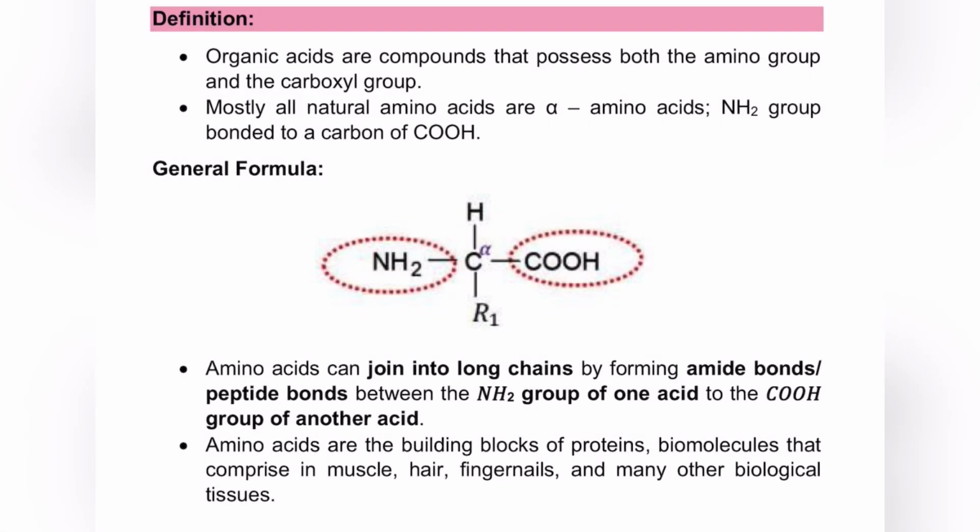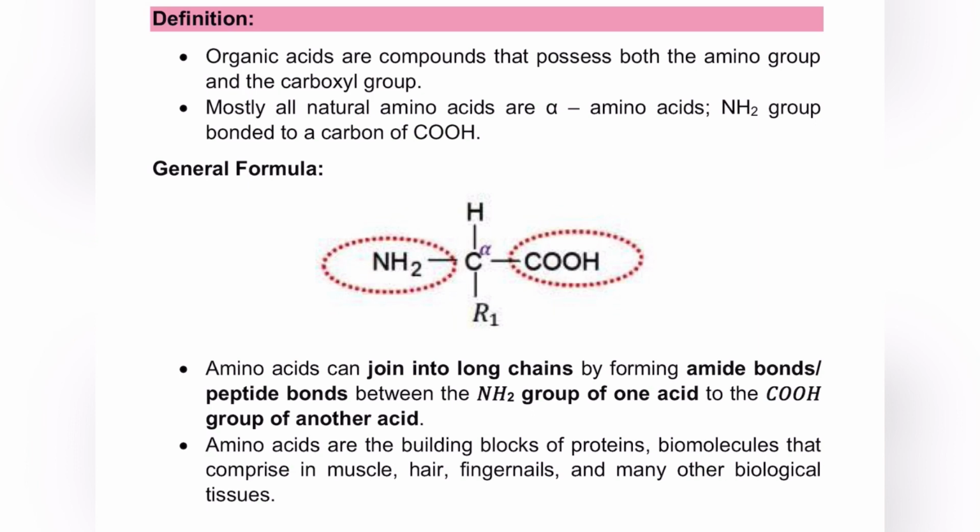Amino acids are organic acids which possess both the amino group and carboxyl group. So if you realize here, carboxyl means COOH. Mostly all natural amino acids are alpha amino acids. It means that you have the amino group and the COOH carboxyl group attached to the same carbon. That carbon is going to be the alpha carbon, just like in this structure.